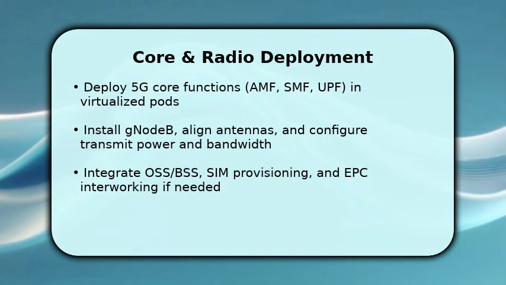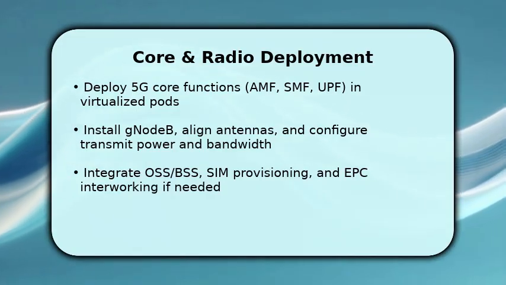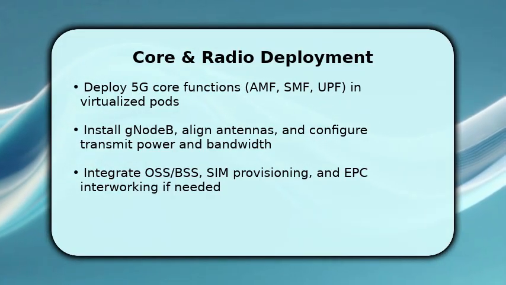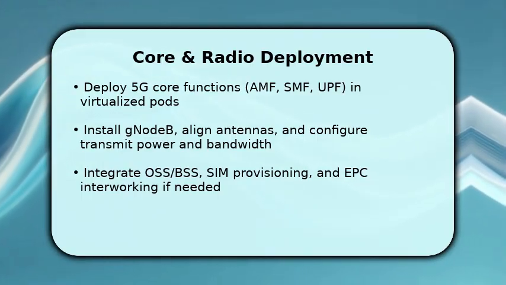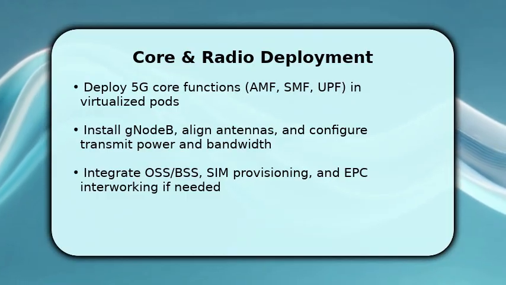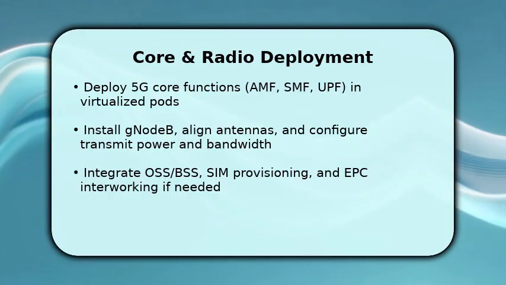You now deploy the core and radio. First, instantiate AMF, SMF, and UPF in resilient virtual clusters. This gives control plane redundancy and data plane scale. Once done, configure gNodeB profiles with correct bandwidth, PRB allocation, and transmit power.